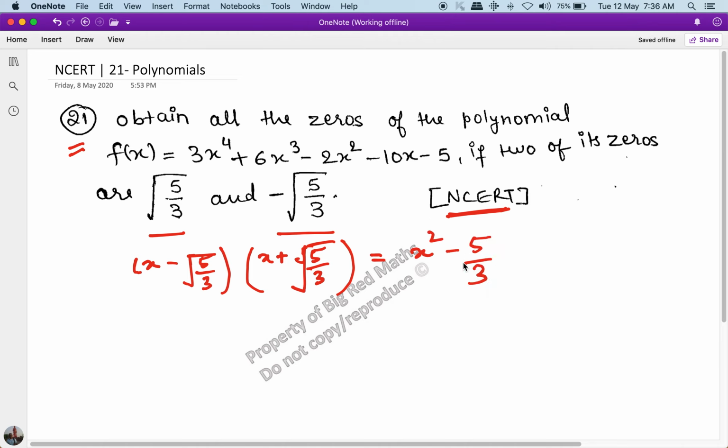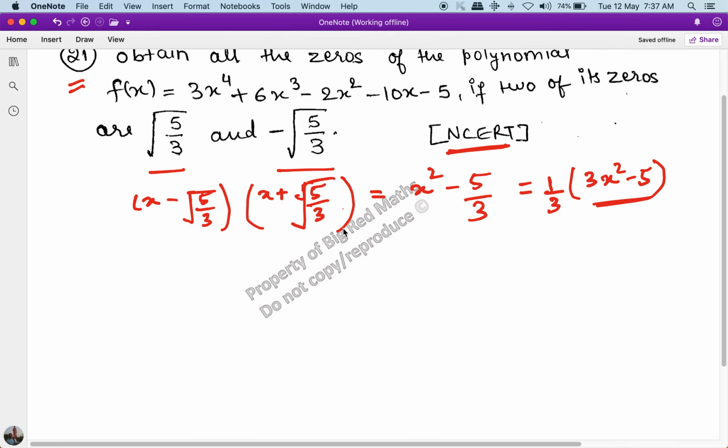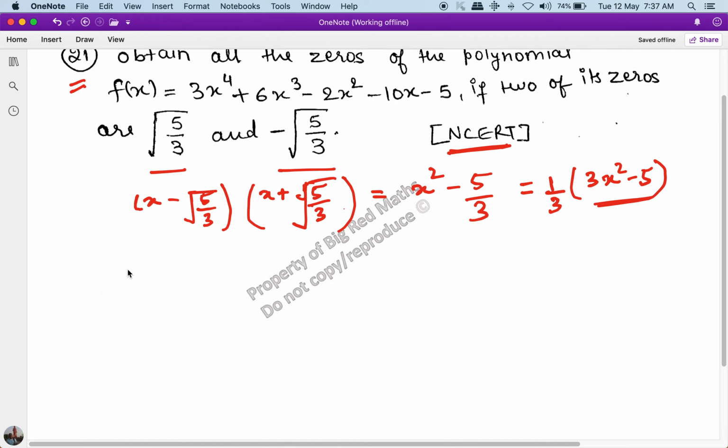Now remember, I do not want to play with the fraction 5 by 3. I don't want this fraction in my answer or in my further steps of the solution. If this is a factor and I multiply everything by 3 and divide everything by 3 and take the 3 out, I can write this as 1 by 3 into 3x square minus 5. So 3x square minus 5 is actually a factor of f of x, and this is what I will divide the function with. I do not want to play with the fraction, and hence I eliminated the fraction. So now I'll divide f of x to find the quotient, and I'll find the other two zeros using that quotient.